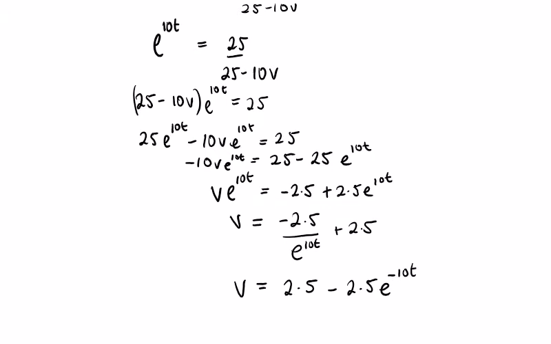We need to tidy it up. So I can factor out a 2.5, which would leave me with 2.5 times (1 minus e to the power of minus 10t). And that's equal to v.